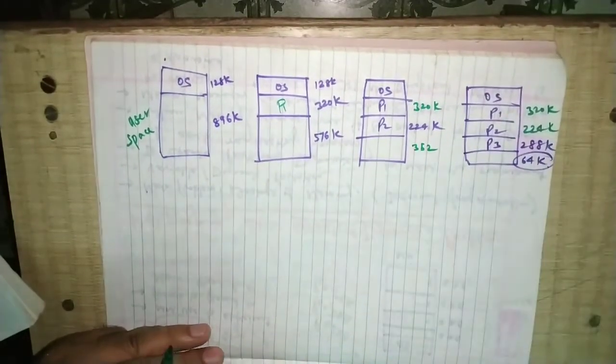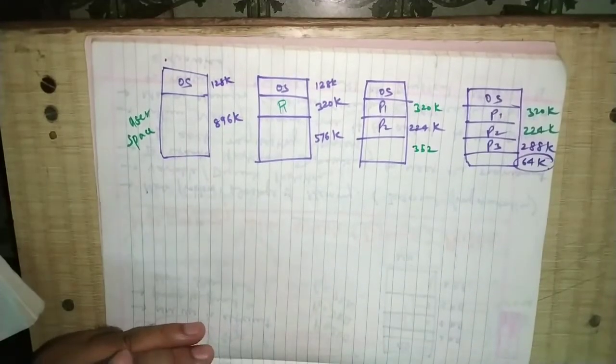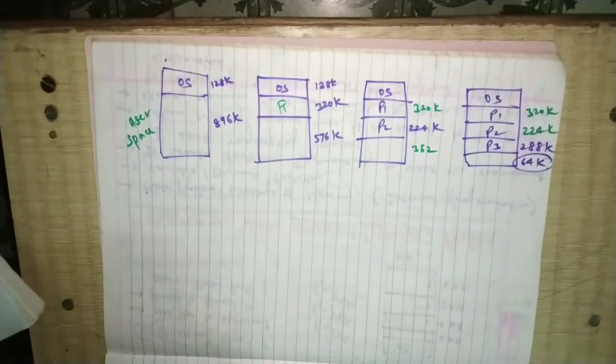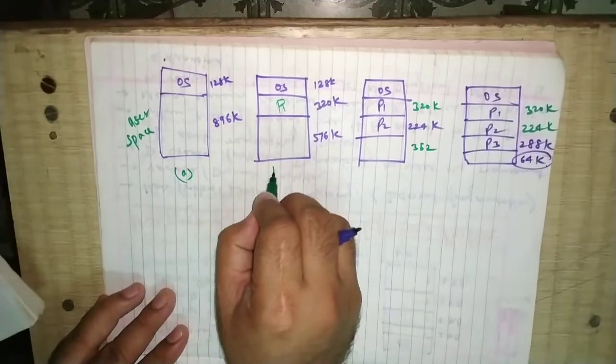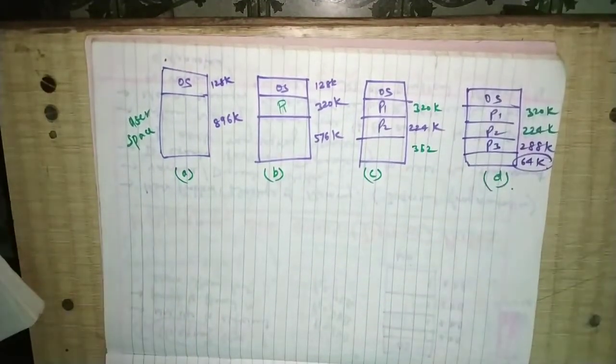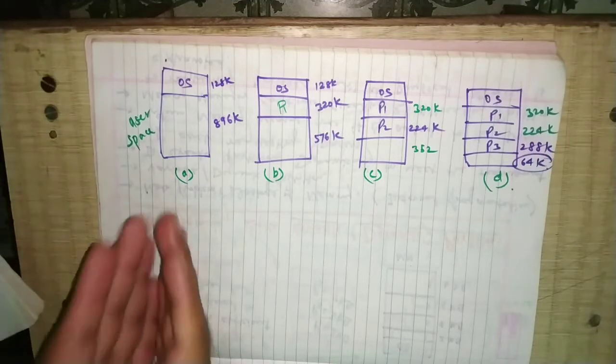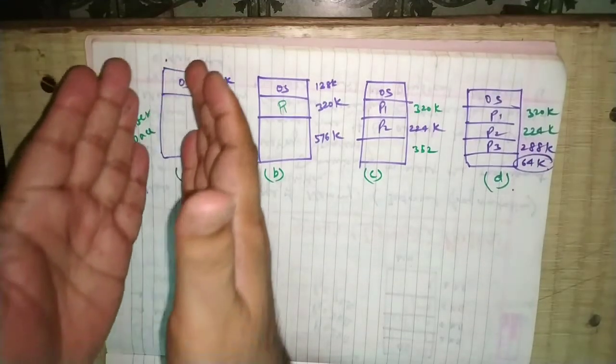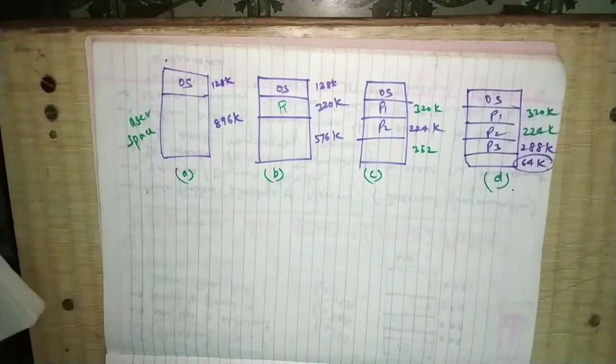Now try to understand. These are all the diagrams: diagram A, diagram B, diagram C, and diagram D. What is happening in dynamic partitioning? In dynamic partitioning we are creating the partition according to the requesting process. In the first diagram you can see we have the whole user space empty, of 896 kb.